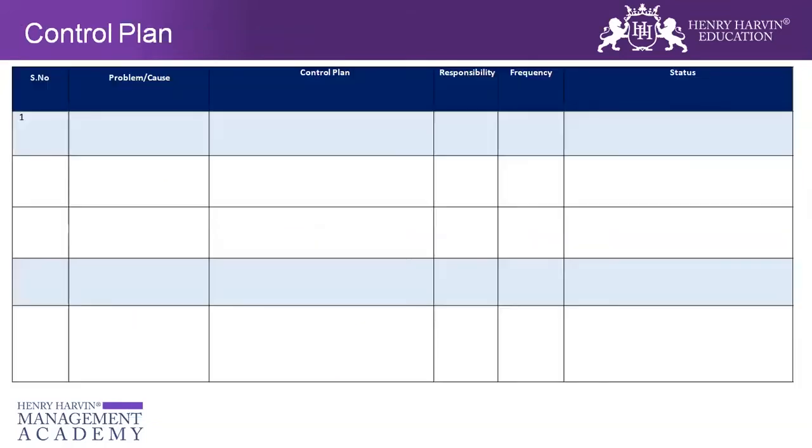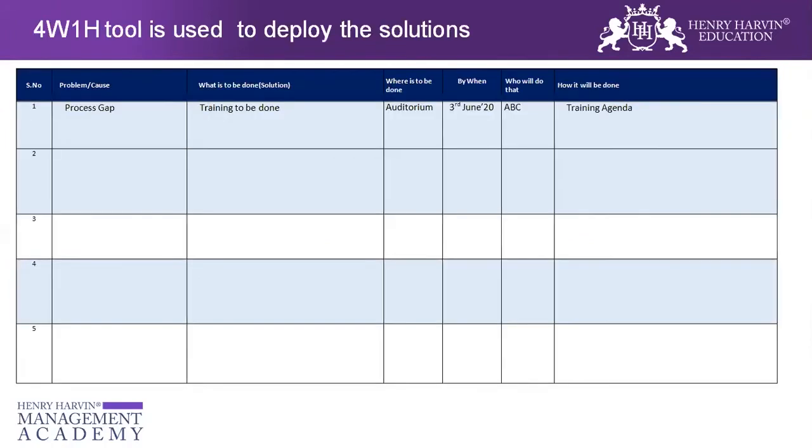Apart from that, a very important tool is called a control plan. In the improve phase, we prepared an improve plan. Do we remember that? 4W1H. This is an improve plan. Very simple: I've got this solution and I want to implement it.